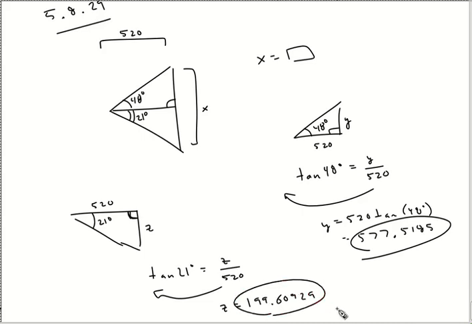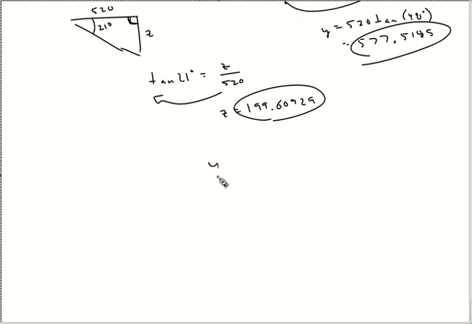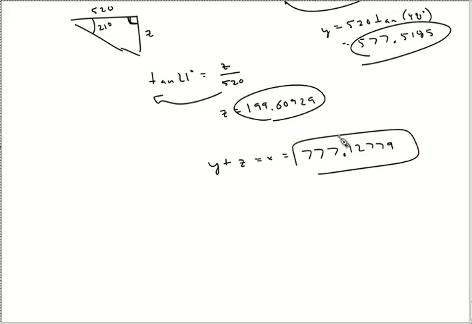Oh, yeah. So then I got, this was my y, this was my z. How do I solve for x? Well, I just add them. Y plus z is equal to x. Add them together, and I got 777.12779. There you go. I just added those two together. Cool.